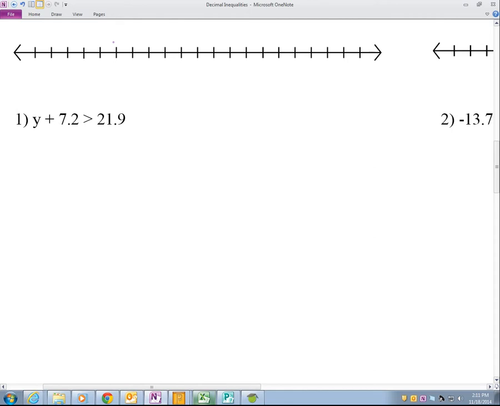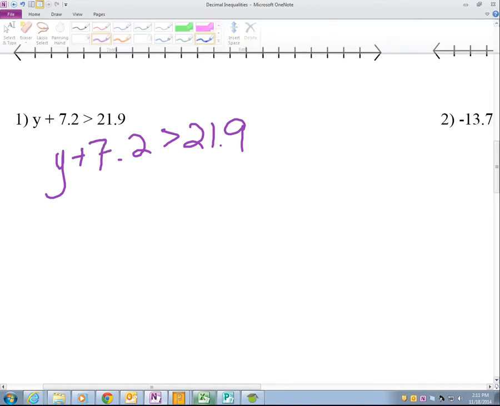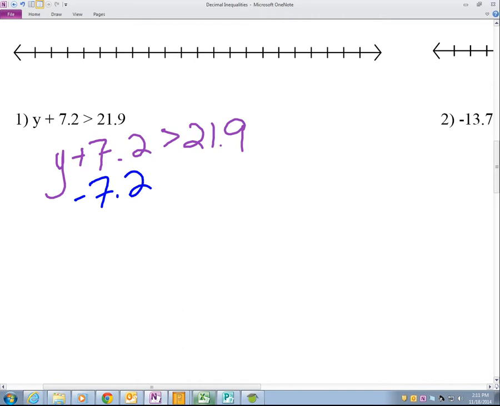So we have y plus 7.2 is greater than 21.9. Now, what's happening to the variable, Owen? It's being added by 7.2. So what is the inverse of plus 7.2, Jace? Minus 7.2. Minus 7.2 to this side as well. So now I just have y. I bring down the inequality.